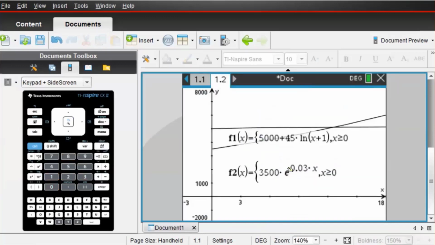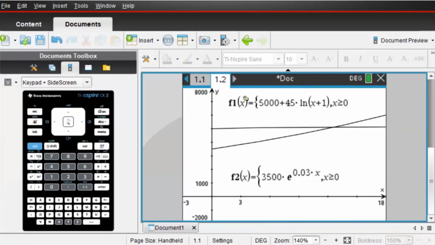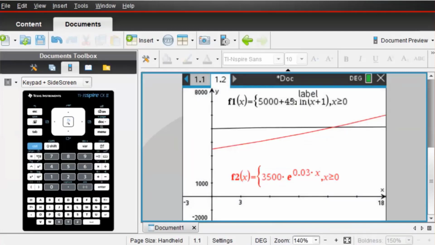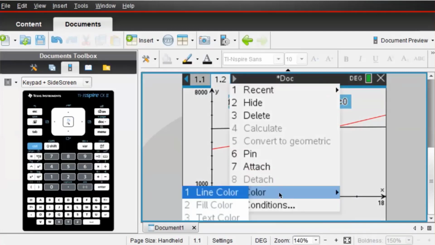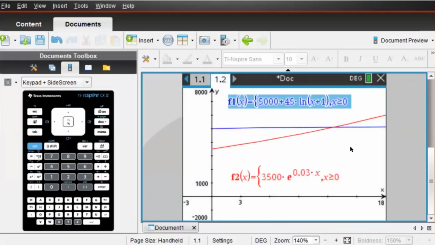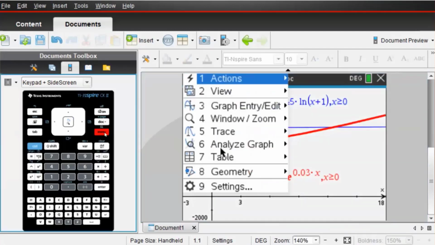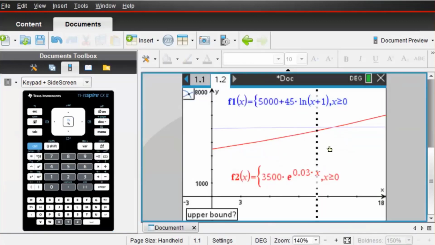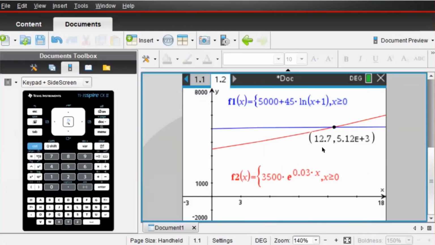And there we see the two graphs of the cities. Now they sort of appear like straight lines, but obviously they're not straight lines. I'll change the colors here to be say red, and for the first city we'll change its color to say blue. Now, what were we doing? We were finding where the cities are equal. Well, to do that, we want to find the points of intersection. So let's go menu, analyze graph, intersection. And sure enough, we've got our answer there as 12.7, which is what we got before.